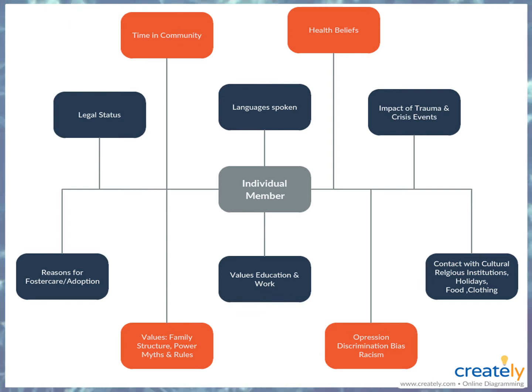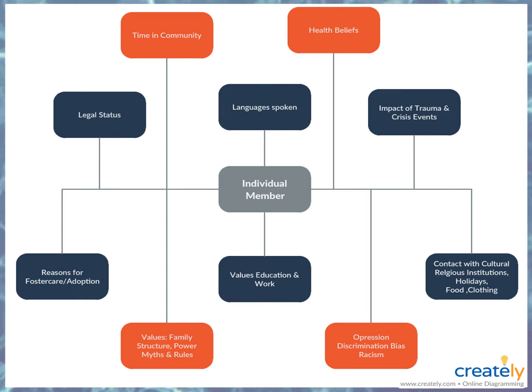Number 1, the reason for relocation and legal status. Number 2, the time in the community. Number 3, the language spoken at home and in the community. Number 4, the health beliefs. Number 5, the impact of trauma and crisis events.